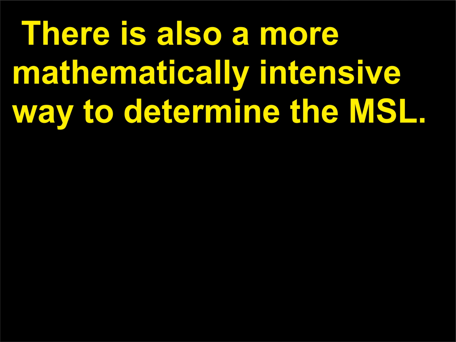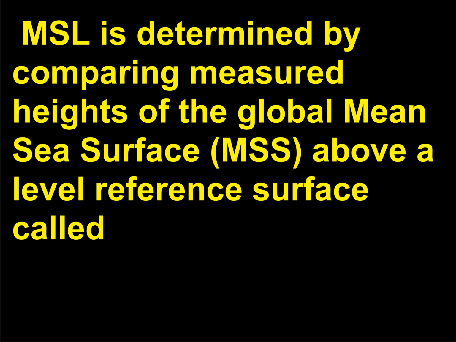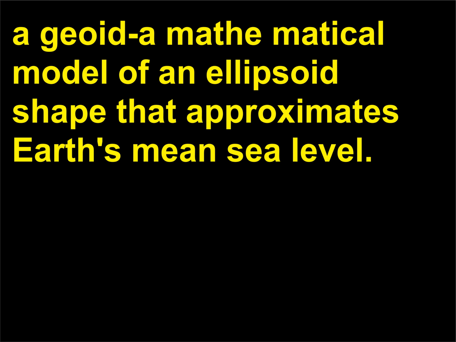There is also a more mathematically intensive way to determine the MSL. To a geodesist, a person who studies the shape of the Earth, MSL is determined by comparing measured heights of the global mean sea surface, MSS, above a level reference surface called a geoid, a mathematical model of an ellipsoid shape that approximates Earth's mean sea level.